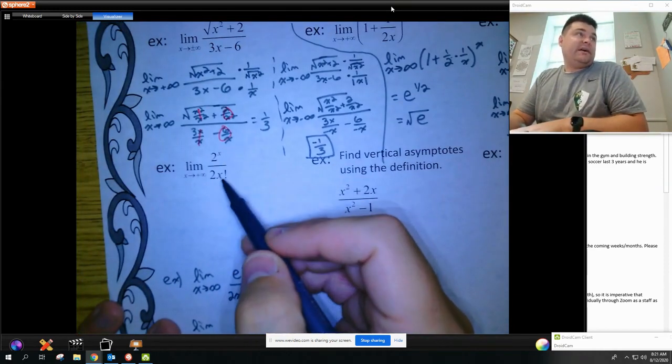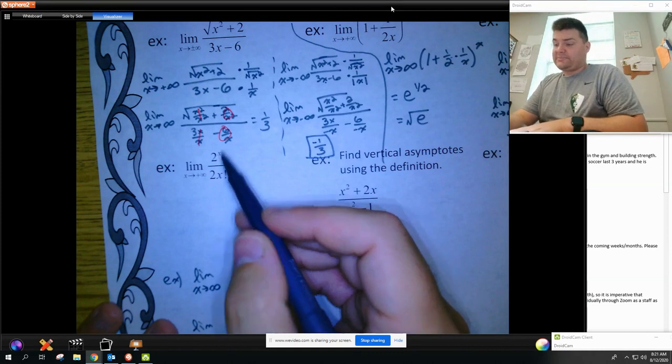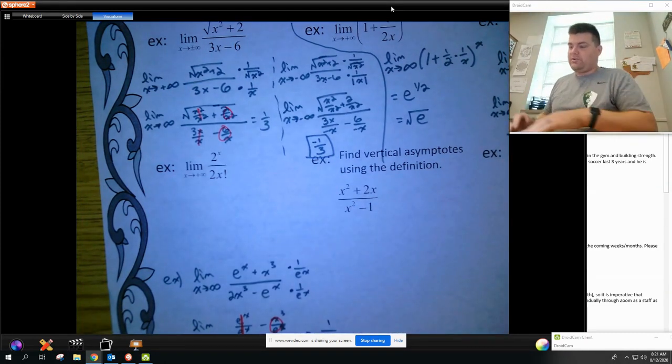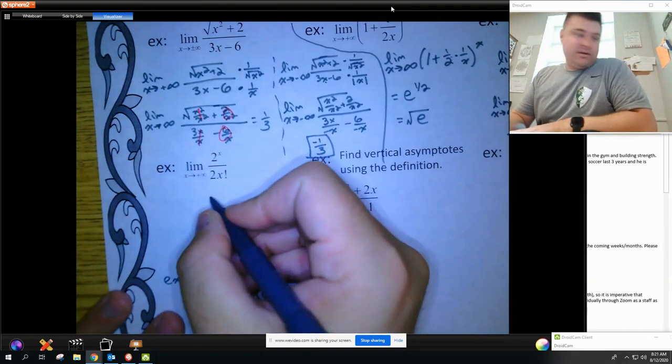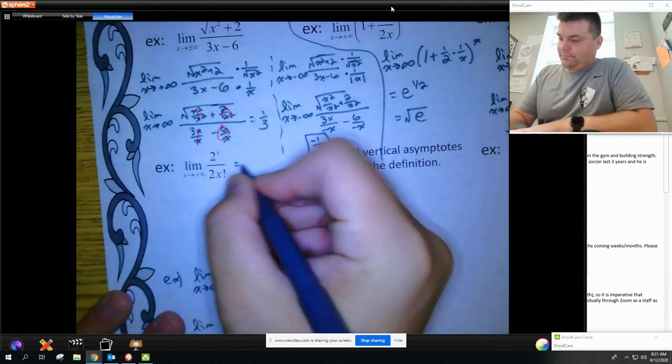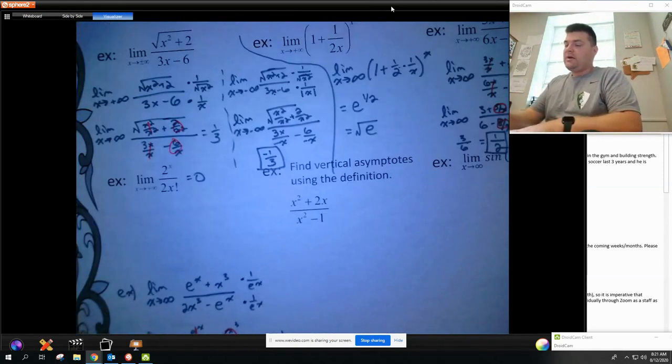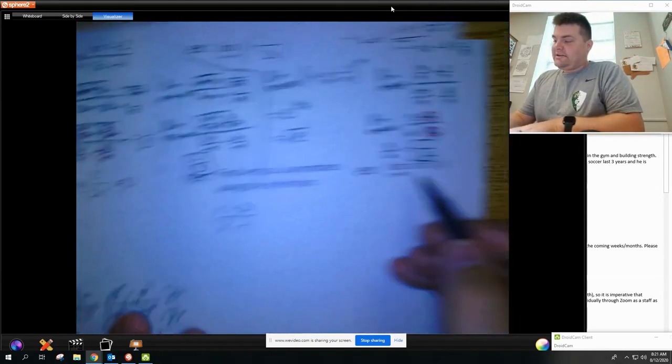I hit an exponential and then a factorial. Exponential on top, factorial on bottom. It grows faster on the bottom, so this is actually going to be equal to 0. See, told you we'd go through this a little faster. We get to the vertical asymptote part last.